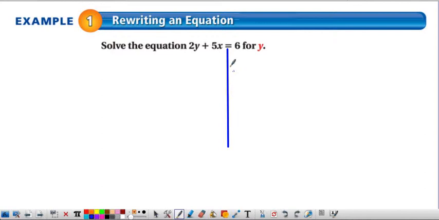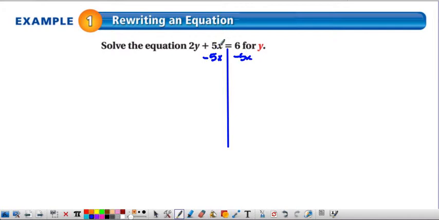It's going to help us keep things separated. So if you look at this equation, 2y plus 5x equals 6. We're solving for y, which means we want y equals something. We want it all by itself on one side of the equal sign. So that means we have this y here. We need to move this positive 5x over to the other side of the equal sign. Because we're crossing our line, we're going to need to do inverse operation. So we're going to subtract 5x from both sides.